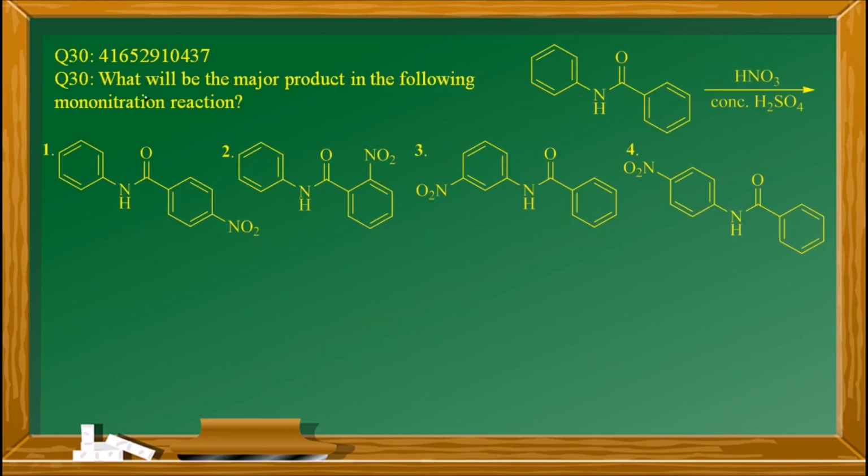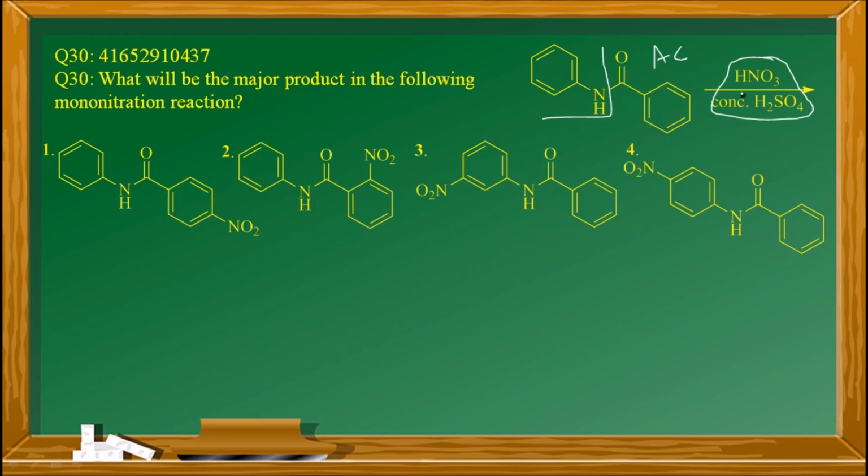Next, question number 30. What will be the major product in the following mononitration reaction? Mononitration reaction, what is going to happen? Yes, friends, we are using nitrating mixture, sulfuric acid and nitric acid, and doing nitration of this benzanilide. This is benzanilide; this is the aniline portion, and this is the benzoic acid amide, right? Usually we do this with the acetylation product of aniline, that is the acetyl group, but here they have given benzanilide instead of acetanilide, no problem.